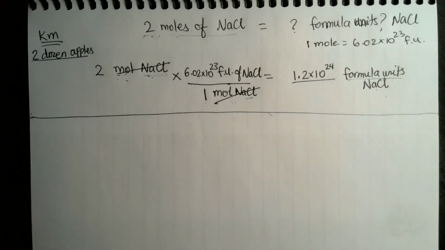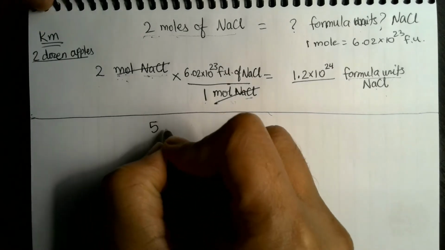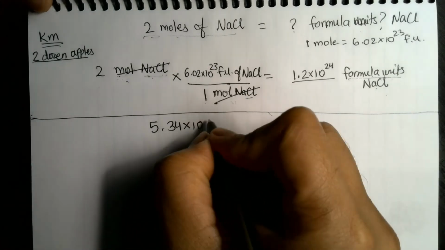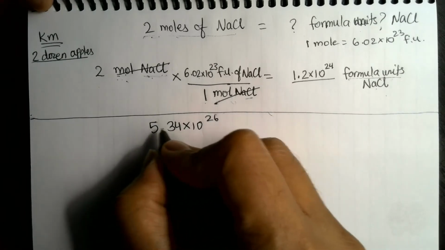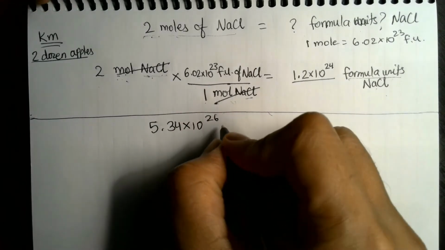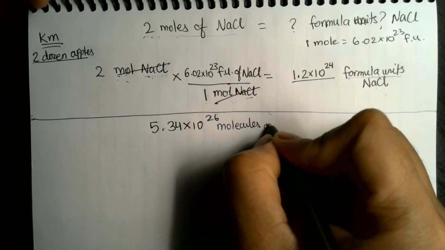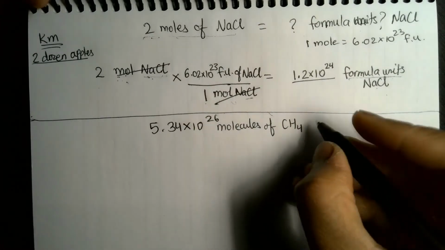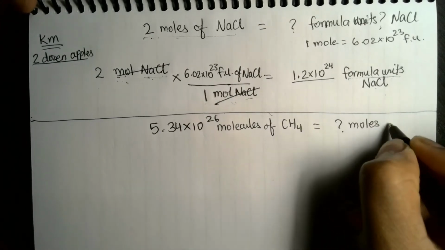A similar problem can be given to you in reverse. So you could be given, let's say, 5.34 times 10 to the power 26. Any number. 5.34 times 10 to the power 26 molecules of methane. And how many moles is that of methane?